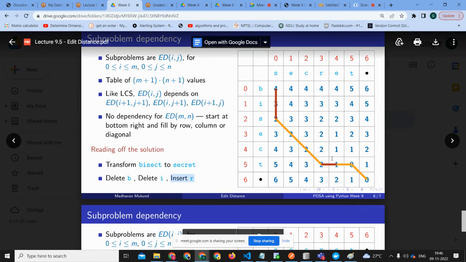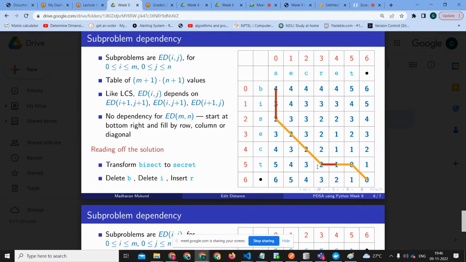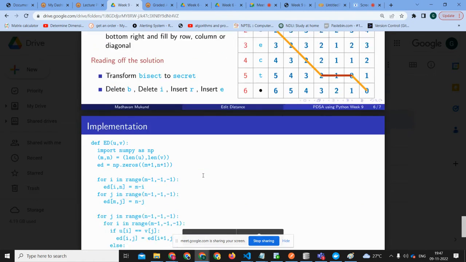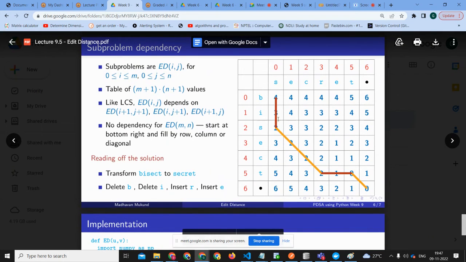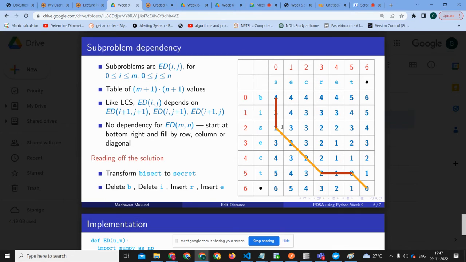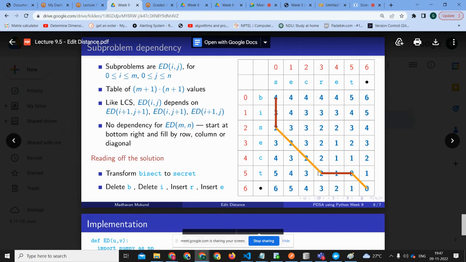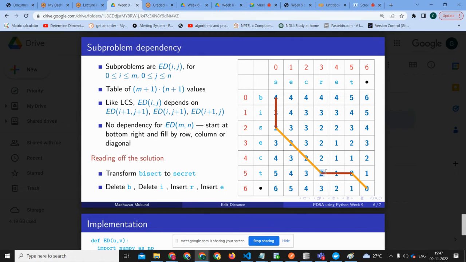Now at this point, from here to here you're going right. So at this point, for 4 you're deleting it and for 3 you're deleting it. If it is a horizontal line, you're supposed to insert. If it is a diagonal line, don't make any change. If it is a vertical line, you're supposed to delete, and if it is a horizontal line, you're supposed to insert.